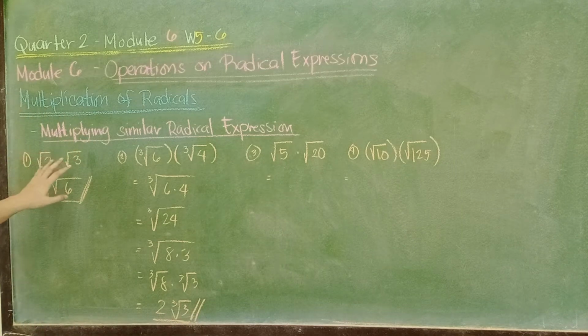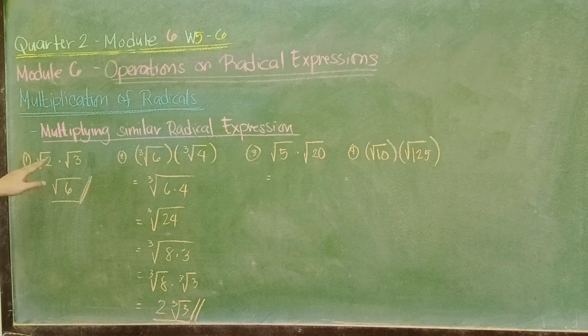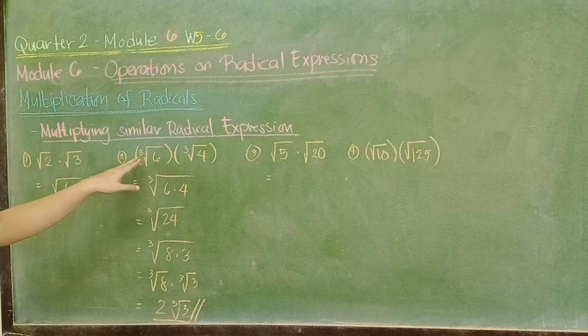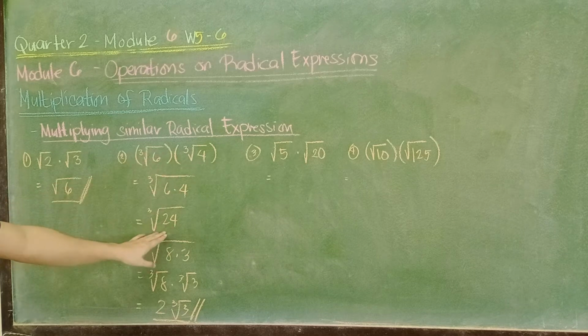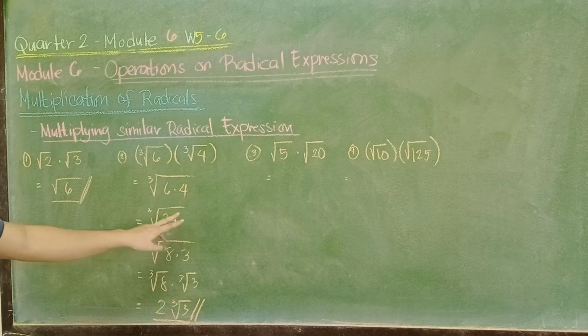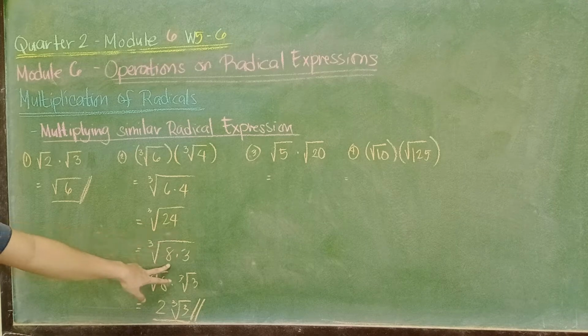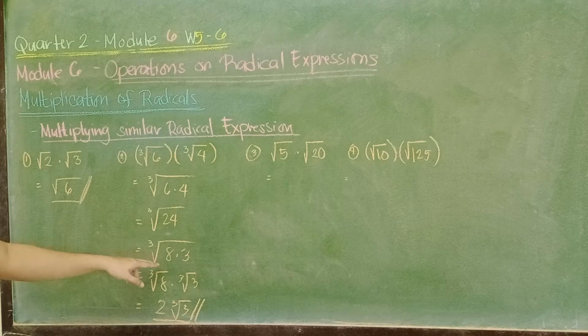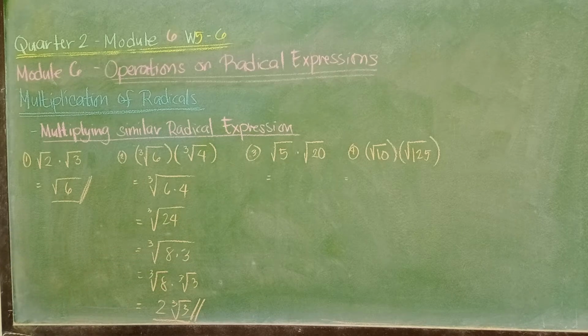So, dito, diretso lang yung pag-multiply. Titignan mo lang kung parehas yung index, and then you just multiply. Copyin mo lang yung radical sign at saka yung index, and then i-multiply mo yung radical, so you have 6. Same, i-multiply mo yung radical, pero since pwede pa siyang i-factor, and yung factors niya may perfect cube, i-factor mo pa siya, and then kukunin mo yung perfect cube root ng isang radicand natin na perfect cube. Titignan mo kung pwede pa silang i-factor.